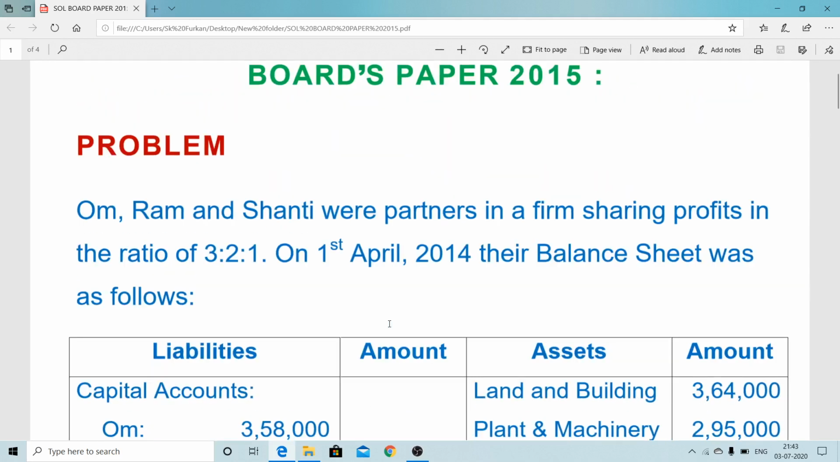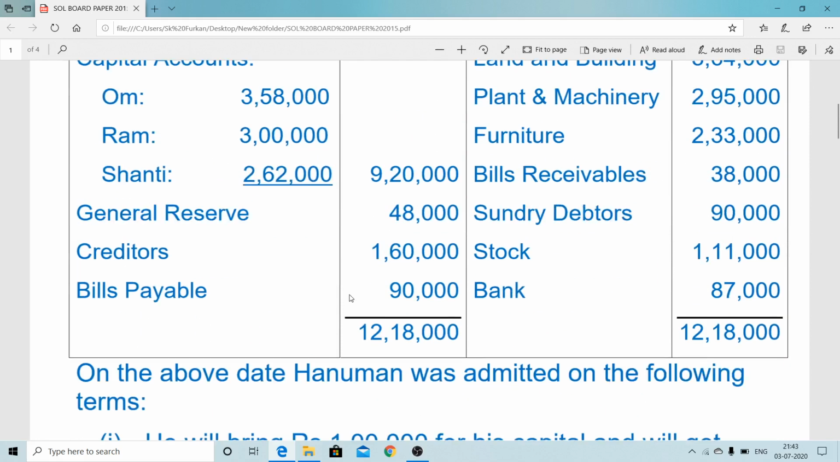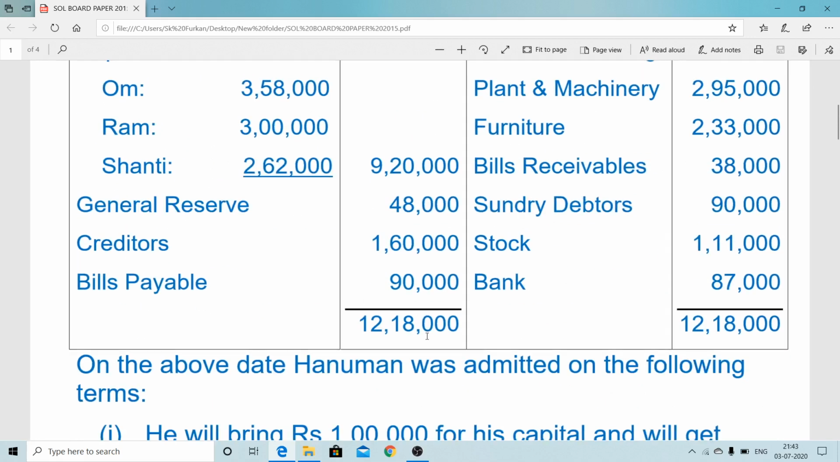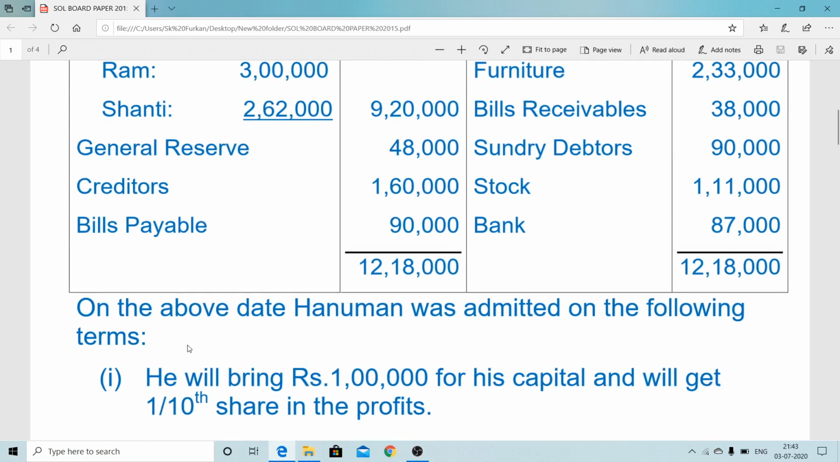Now this is the financial picture of the old partners at the time of admission of a new partner. A strong financial position; cash and bank balance also is sufficient. Now on that date, Hanuman was admitted as a new partner, and the other terms and conditions are as below.